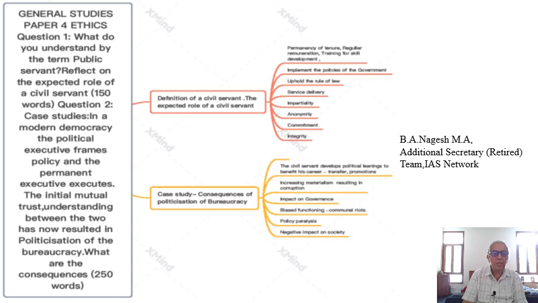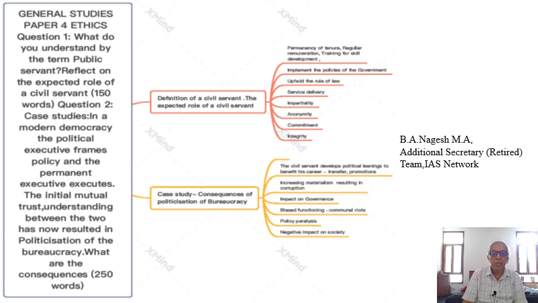What are the consequences? So this answer for the case study would stress only on the consequences, nothing else. Consequences of the politicization of bureaucracy. The first consequence: when the bureaucracy is politicized, the civil servant develops political lineages. So he will aspire to develop political contacts. Why does he develop political contacts? To help him in his career. A plum transfer, a good posting, then to help him in promotions.